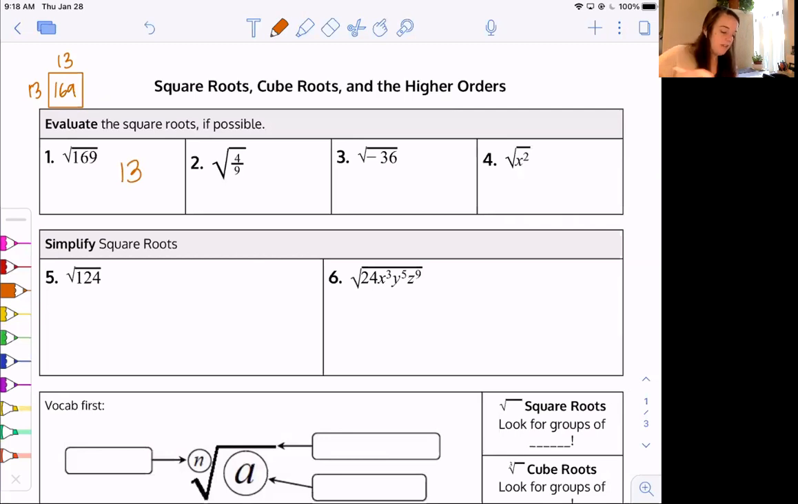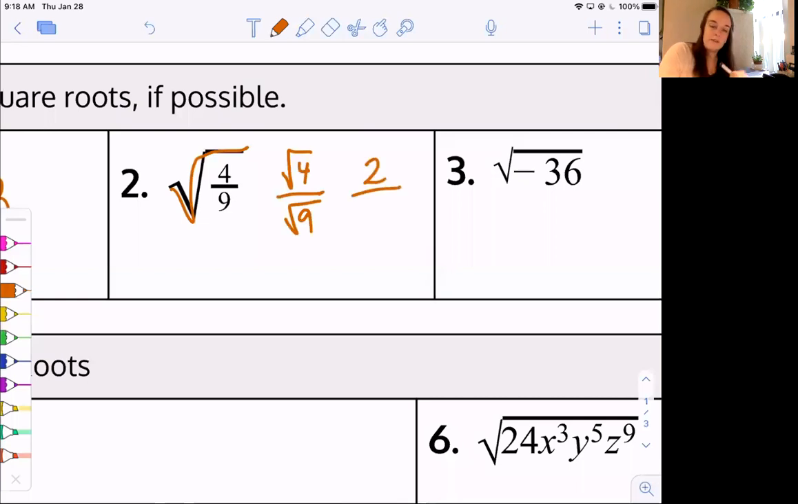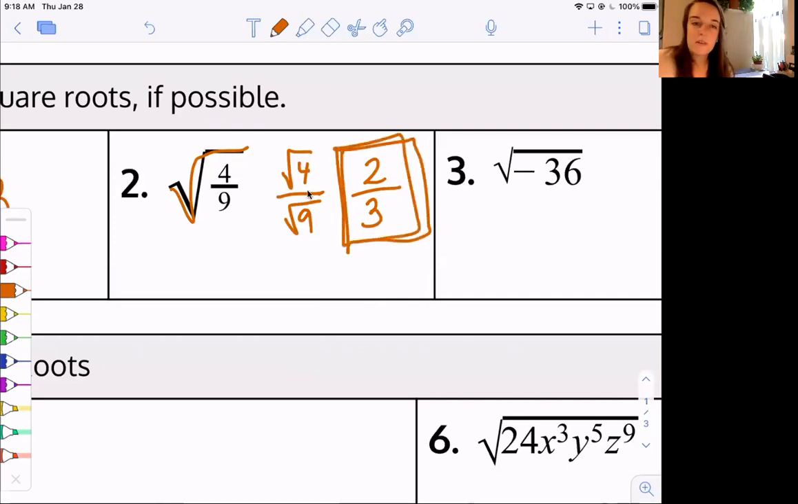All right. A fun fact about the square root of a fraction, it just means the square root of the top over the square root of the bottom. Right? So I can quickly say, what's the square root of 4? It would be 2. What's the square root of 9? It'd be 3. 3 times 3 is 9. 2 times 2 is 4. So the square root of 4/9 is 2/3. I'm taking the square root of the numerator and the square root of the denominator.